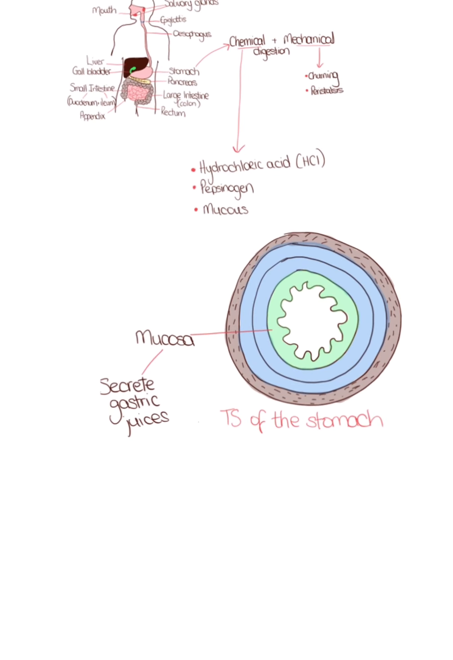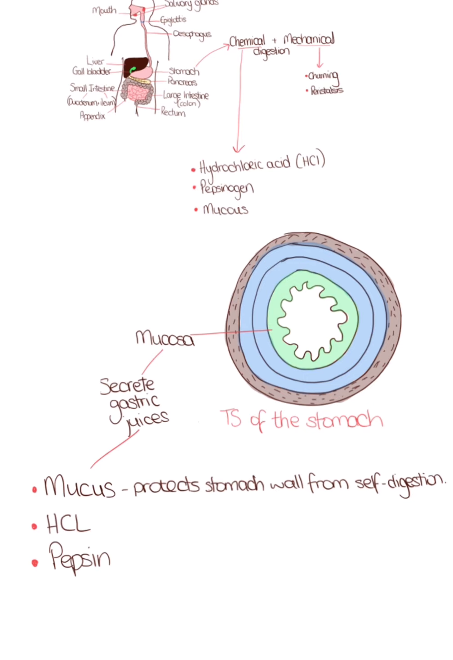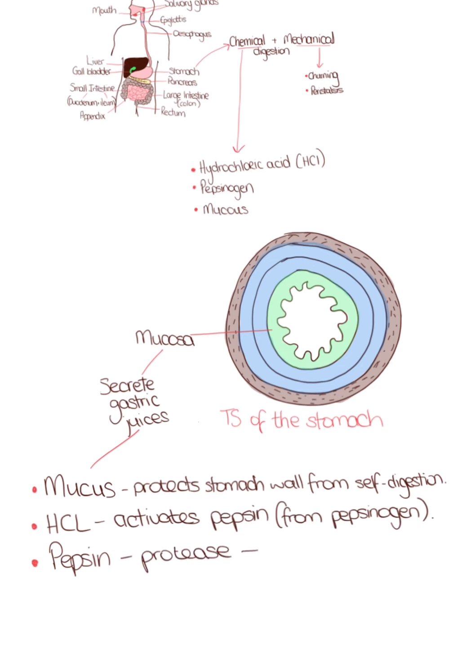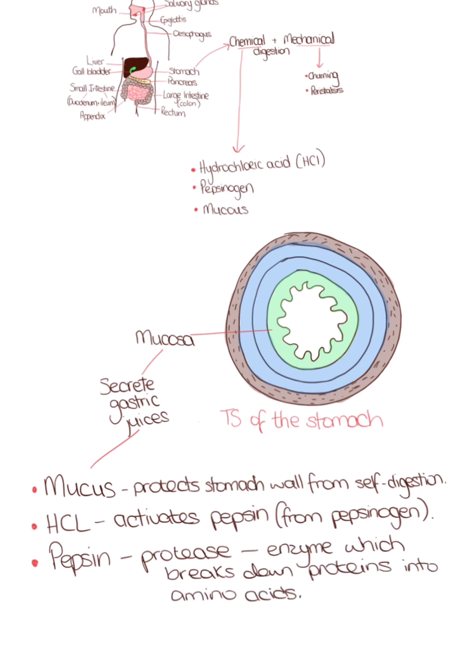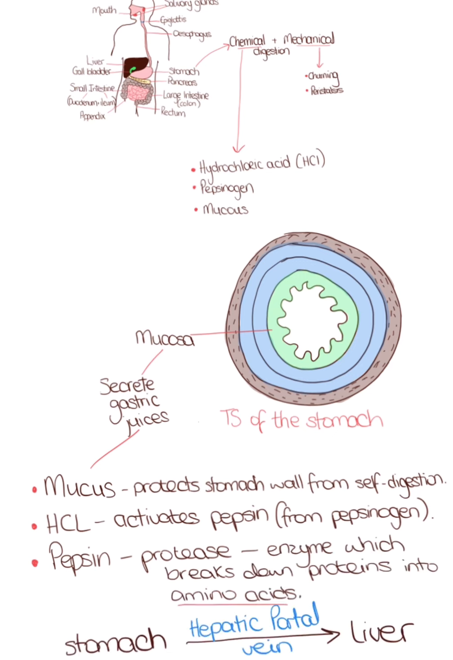The gastric juice is composed of mucus, hydrochloric acid and pepsin. The mucus protects the internal wall of the stomach from digestion itself. The hydrochloric acid creates an acidic environment within the stomach. Hydrochloric acid also activates pepsin from the inactive form known as pepsinogen. Pepsin is a protease. A protease is an enzyme which breaks down proteins into amino acids. These amino acids are transported to the liver via the hepatic portal vein.